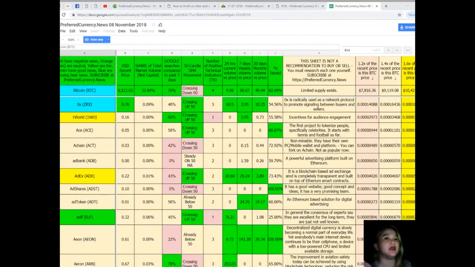So especially, I want to point out this one, all right? I want to point out to you how good and best the blue ones are for you to consider for your own research. And speaking of research, guys, this sheet is not a recommendation to buy or sell tokens or coins, all right? You must research each one for yourself. So that's the advantage of having Donald's research list.